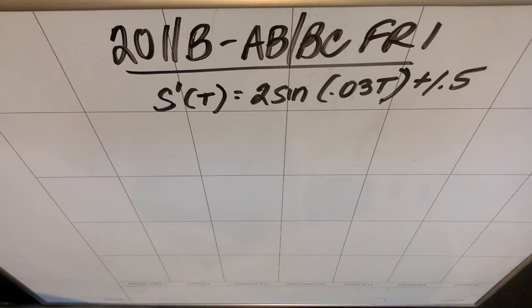Back at AP Review. This is 2011 Form B, AB/BC Free Response 1. This is one of those ones that you open the test book and realize that there's an awful lot of words, and you think, did I sign up for AP English or AP Calculus? But here we go.